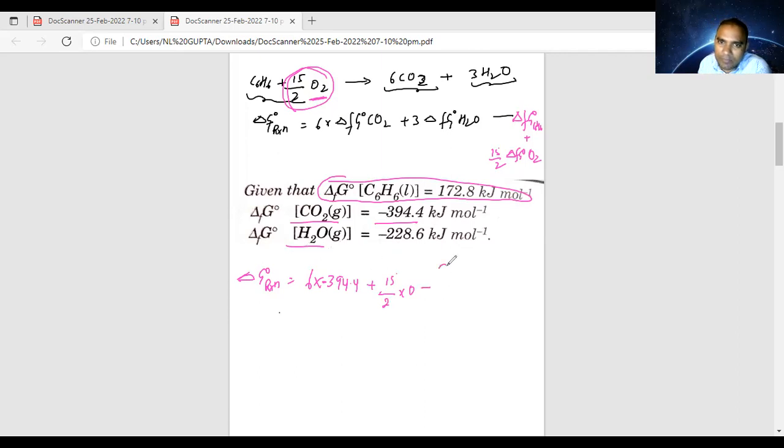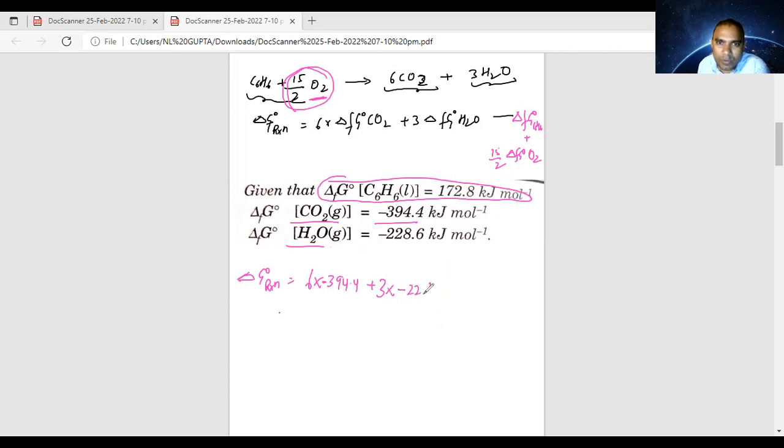Another thing, there is minus, we are going to write reactant. Now the product, this is the product we have to write. Firstly, product minus reactant. So product is 6 into CO2. CO2 we place 394. And then water, 3 into water value, how much is there?